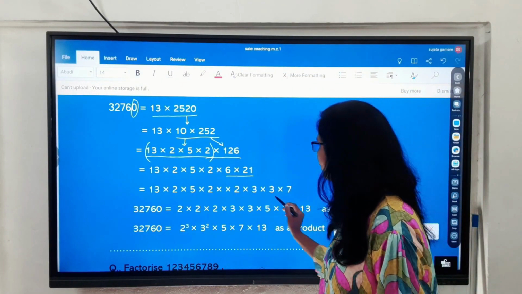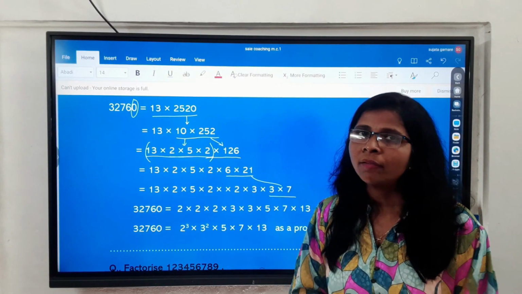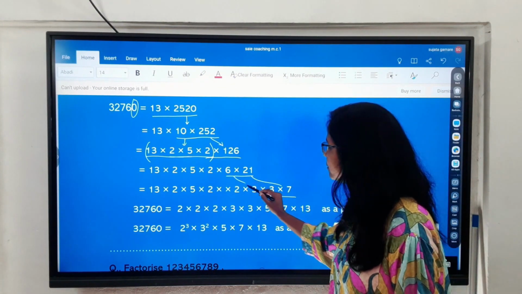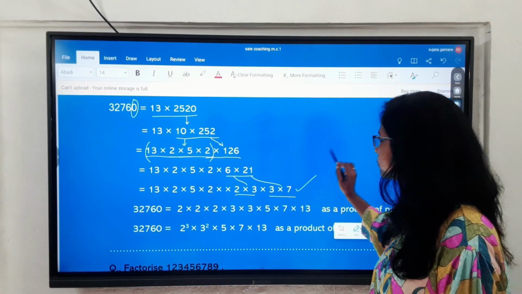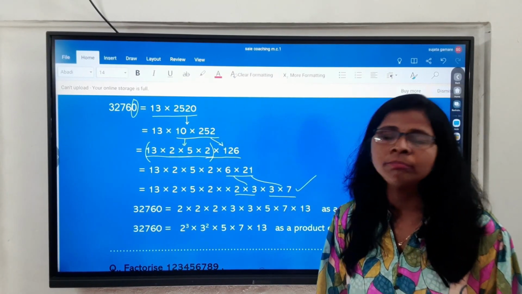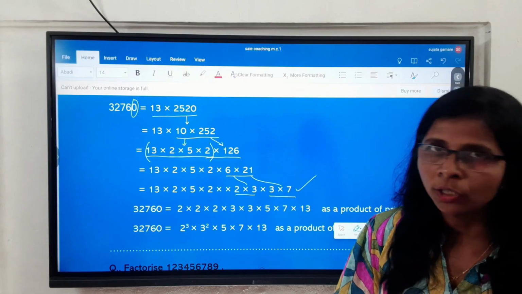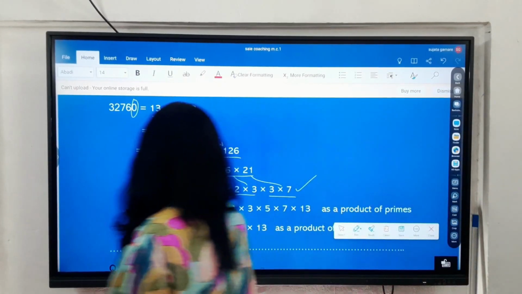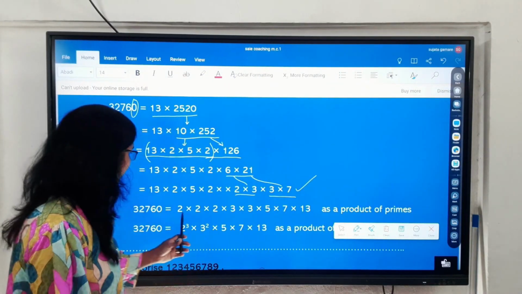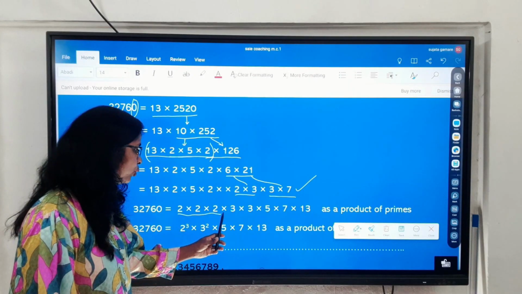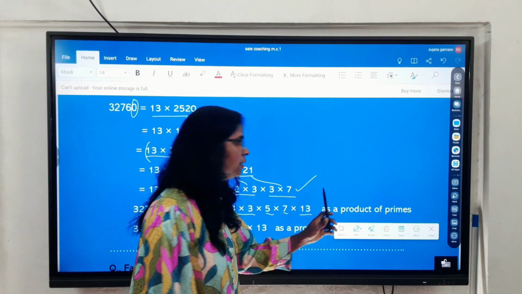Okay, so now 21 is factorized as 3 7s are 21, and then 6 factorizes as 2 3s are 6. Now up to this stage we get the primes in a product form, but now I arrange these primes in ascending order. So the product of primes in ascending order is 2 multiply 2 multiply 2, 3 multiply 3, 5 multiply 7 multiply 13.